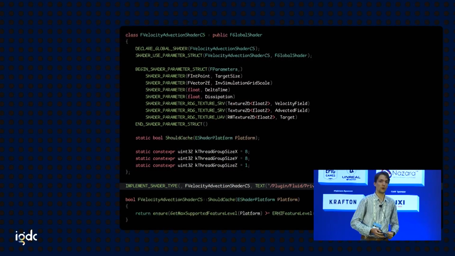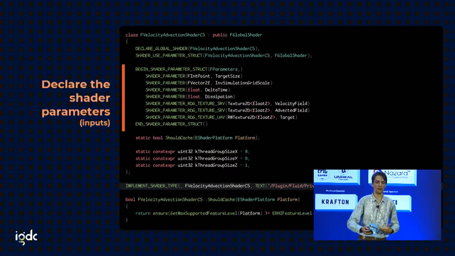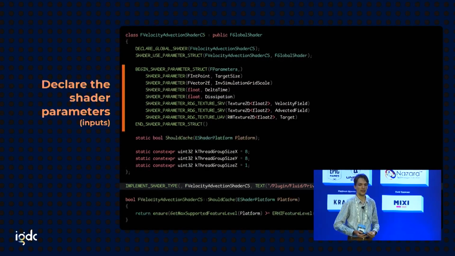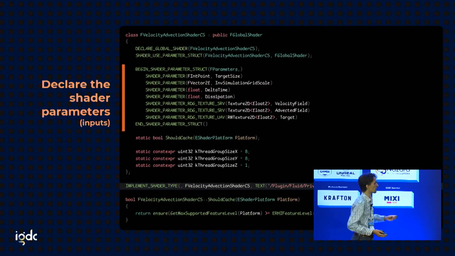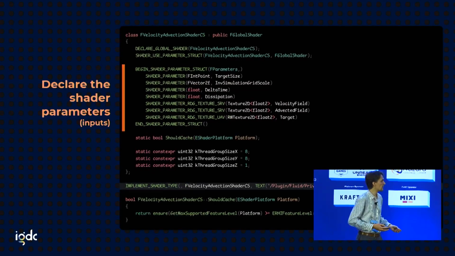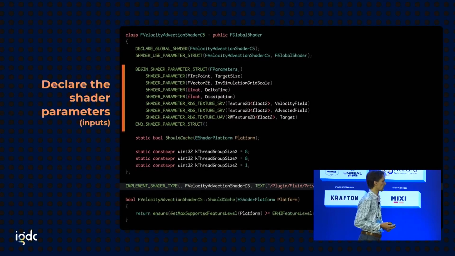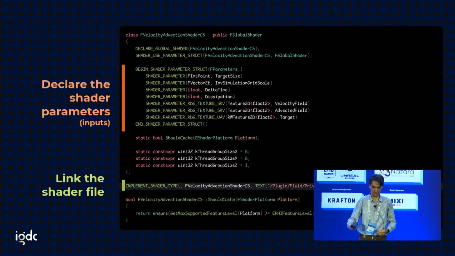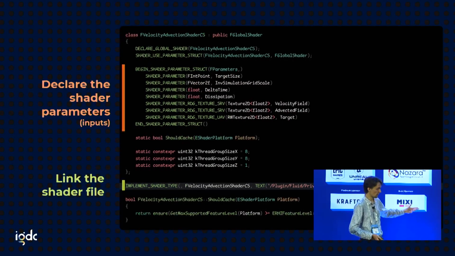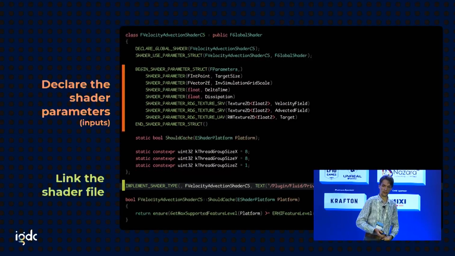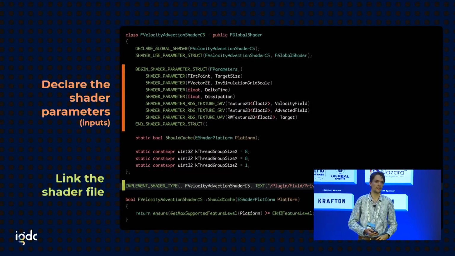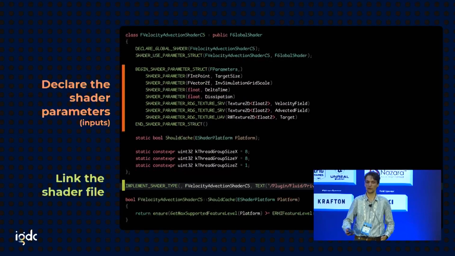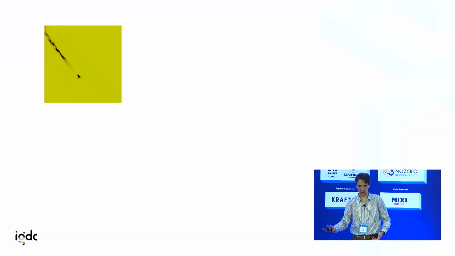We define an FGlobalShader, very simple. We have a little bit of a macro at the beginning to declare the shader inputs. In that case, target size, delta time, the time since the previous update, or the different textures the shader is going to work on. And then we link the file, UnrealShaderFile.usf. That's what the system is going to look for on disk for your shader. And that's as simple as that, how you declare a new custom shader in Unreal. But what do we actually put in that shader? That's a good question.